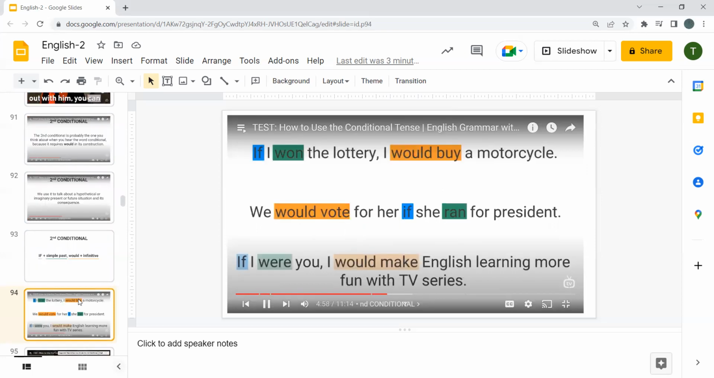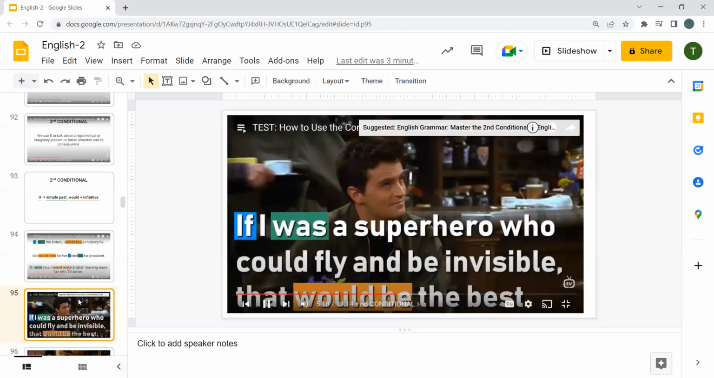If I won the lottery, I would buy a motorcycle. We would vote for her if she ran for president. If I were you, I would make English learning more fun with TV series. If I was a superhero who could fly and be invisible, that would be the best.